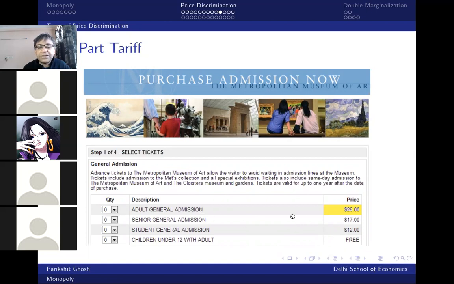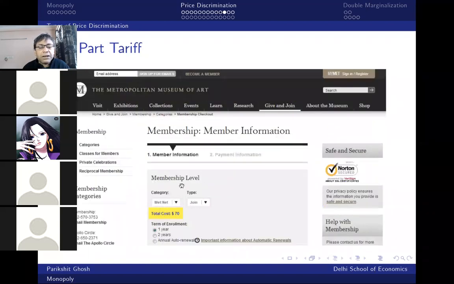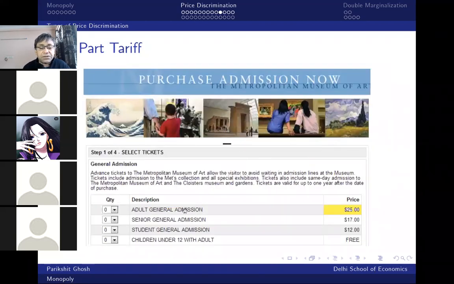So for a single visit, the charge is $25. But you have this other option. You can buy an annual membership for $70, right? I think this gives you free access, but in other situations you can have, well, for every visit you pay less than this $25. It could be $5. It happens to be $0 in this case. So that's two-part pricing.